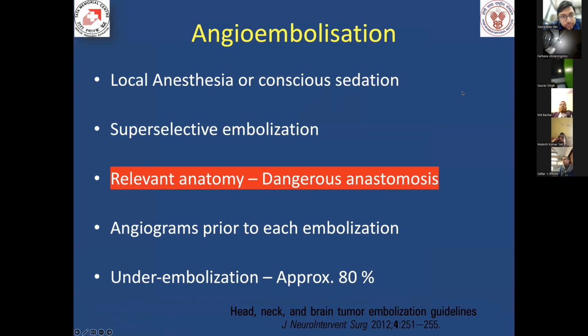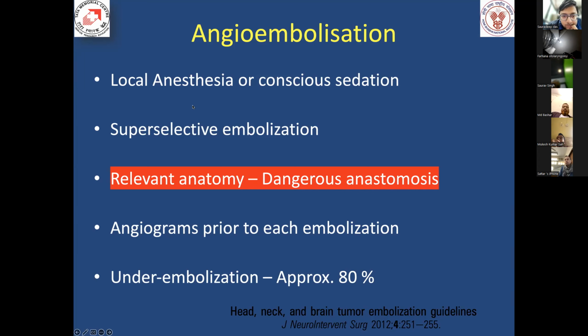So the next type of procedure we do is angioembolization. Angioembolization essentially means blocking of vascularity, or tumor devascularization. This is what we call it. Now the indication for angioembolization is any vascular tumor in the head and neck region. Why do we do it? For the simple reason, once we devascularize the tumor, it becomes easy for the surgeons to operate. You would prefer to have a bloodless field, and this is where we help by devascularizing the tumor.